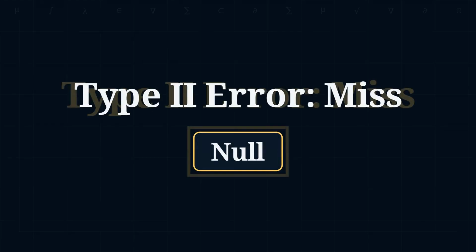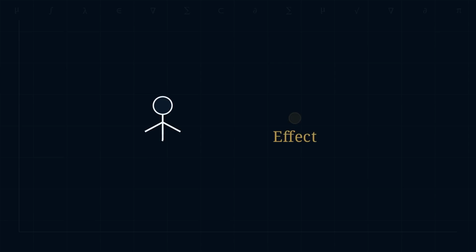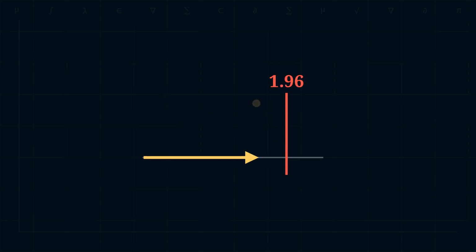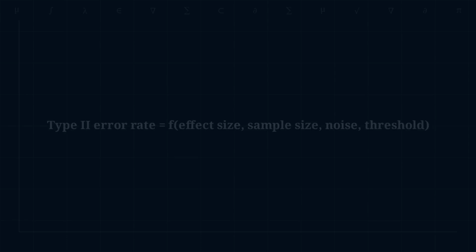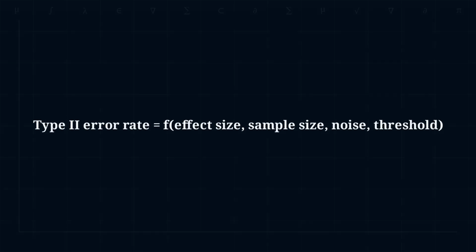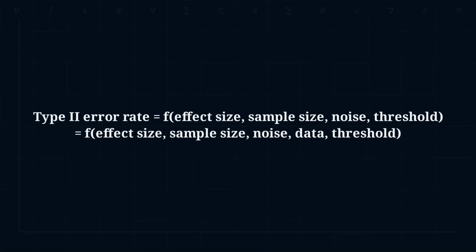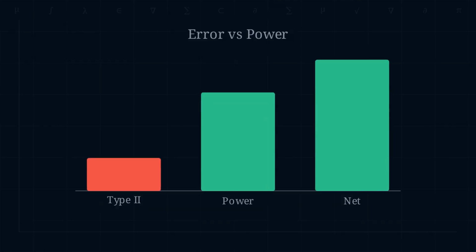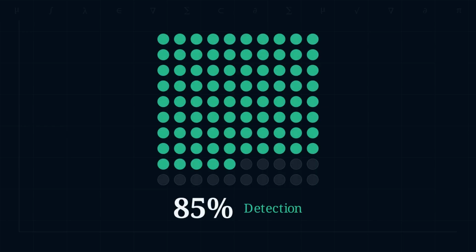Type 2 error is failing to reject a false default. It is a miss, looking at a real effect and shrugging because your data did not push the statistic past a line. Its rate depends on the true effect size, your sample size, the noise in the data, and the position of the threshold. The complement of that rate is power, the chance you would detect the effect if it were there. Here's a concrete picture.